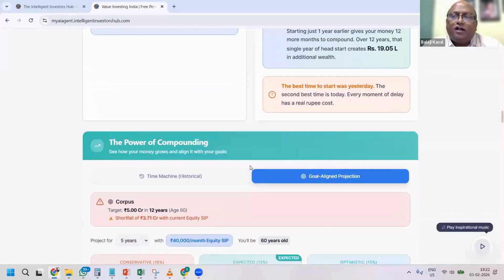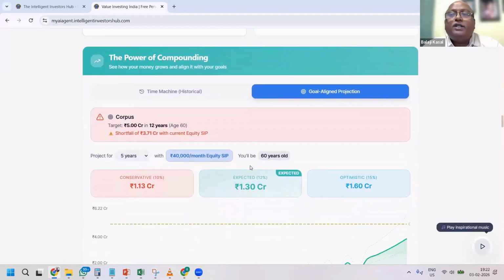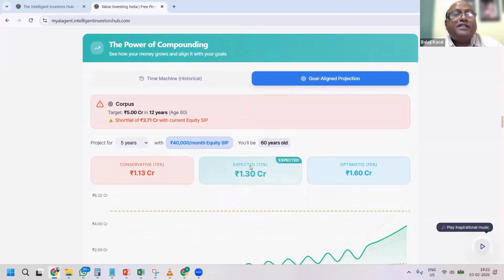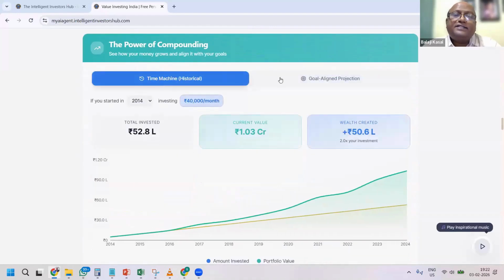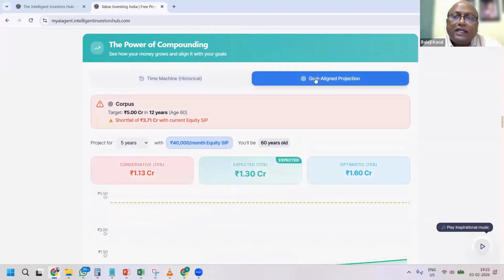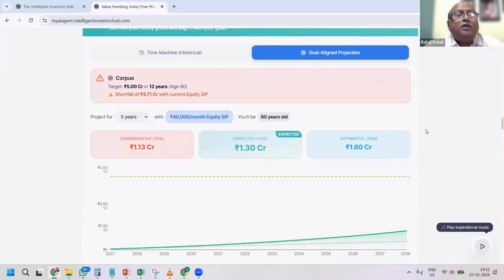Let me go to the power of compounding. Again, it is giving the comparison with the time machine, or historical data, of what is going to happen if you delay, and all those things. But we look at the future goal-aligned projection, based on my goals and the investment I am going to do. All those corpus numbers are there. For example, I have given 5 crore.